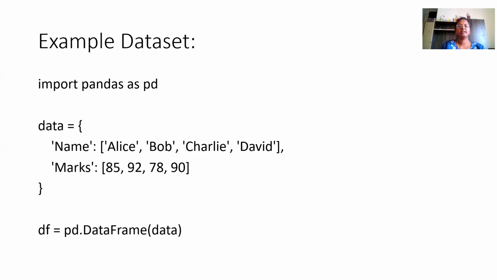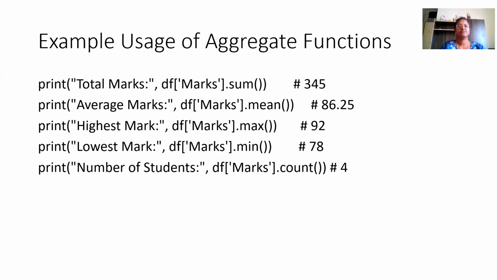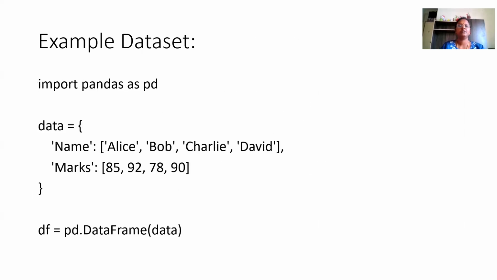The example data set. Let's see a use case for these aggregate functions. First thing is the example data set. Import the data using pandas. The syntax of this file is to extract the data set values. Here we have the data. In one column, we have names: Alice, Bob, Charlie, David. In one more column, we have the marks of those names: 85 for Alice, 92 for Bob, 78 for Charlie, and 90 for David.